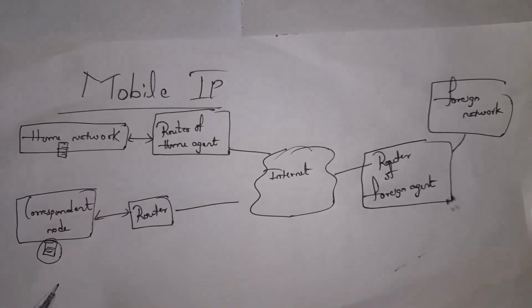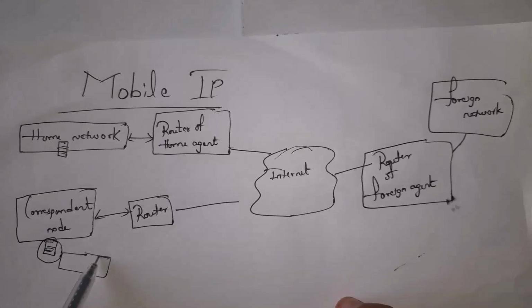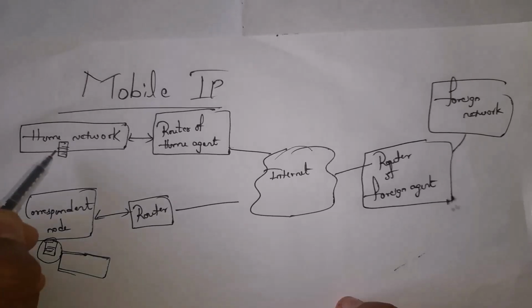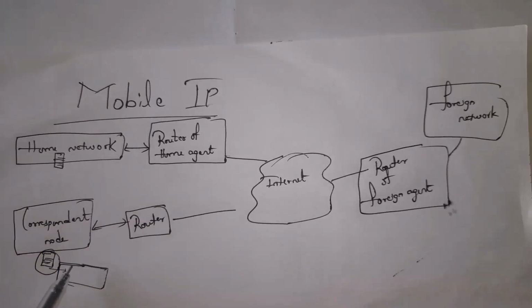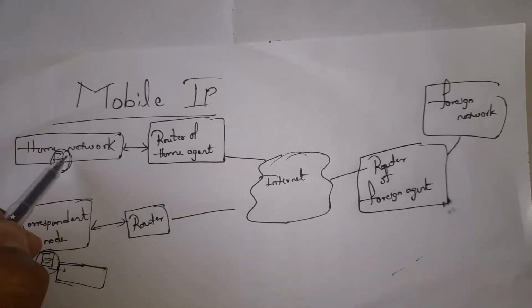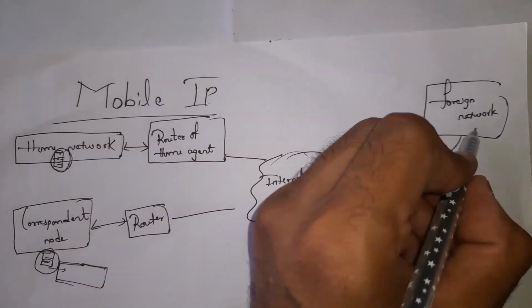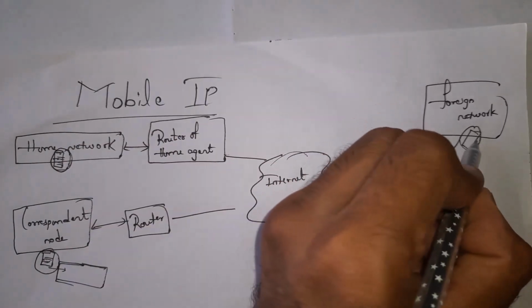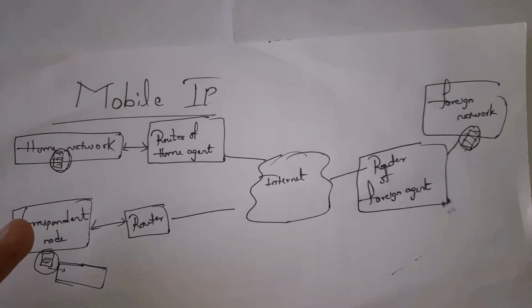Whenever this mobile transfers data, it will include the IP address of the receiver. That is nothing but this device will include the IP address of this device. But whenever this device is sending data, actually this mobile has moved to another network. Now this mobile is not present in this network. Now this mobile has moved to foreign network. So now this mobile is in some other place, that is in foreign network. But this corresponding node doesn't know that this mobile has moved to foreign network.